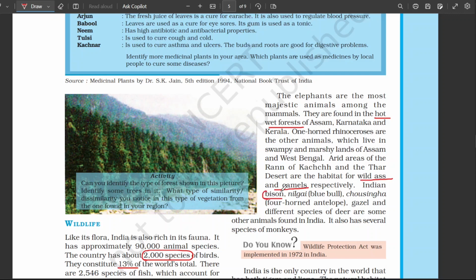गौर बोलते हैं इसको. अब देखना, it's a very majestic animal. गौर सर्च करना आप नेट पे. Indian bison, नीलगाय, चौसिंघा, gazelle, and different species of deer are some other animals found in India. It also has several species of monkeys. इसमें golden langur is a famous one, find out where they are found.